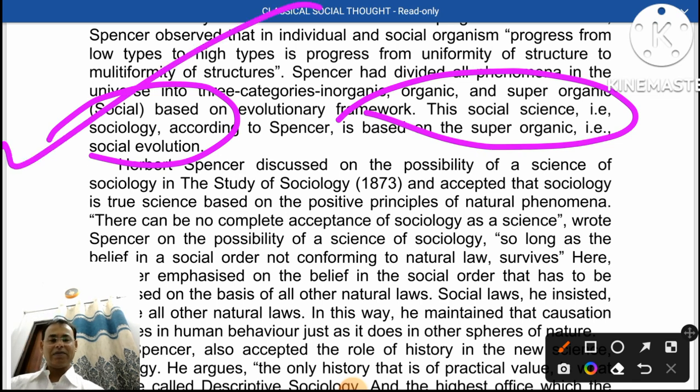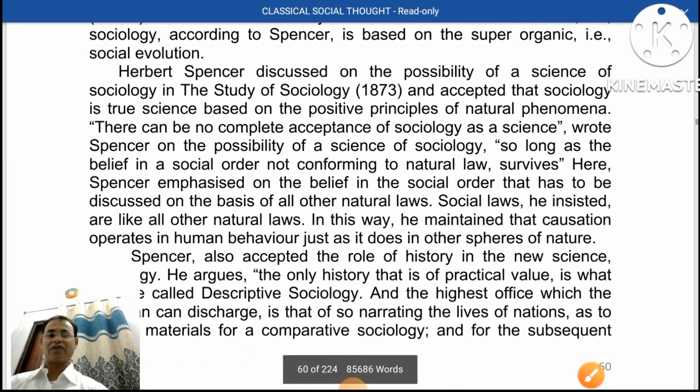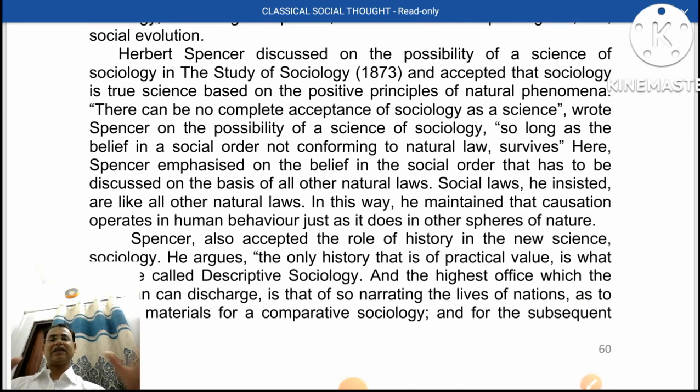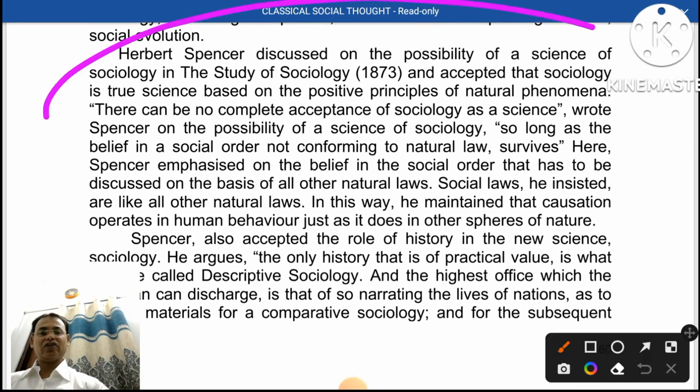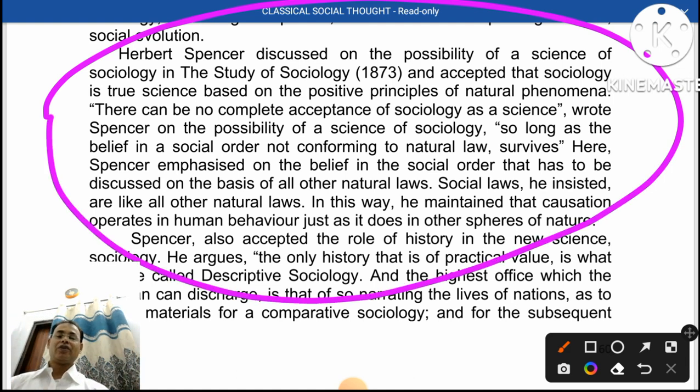Must remember Herbert Spencer on the possibility of a science of sociology. In the study of sociology, he accepted that sociology is a true science based on the positive principle of natural phenomena. So he also said that it should be based on natural science, like biology. Sociology should be studied by the scientific method, whatever August Comte said. There can be no complete acceptance of sociology as a science, wrote Spencer, so long as the belief in a social order not conforming to natural law survives.